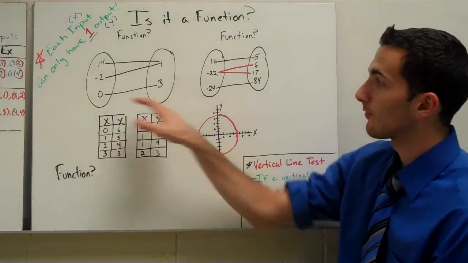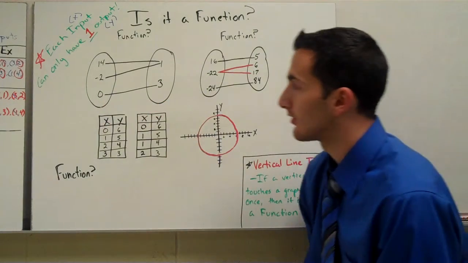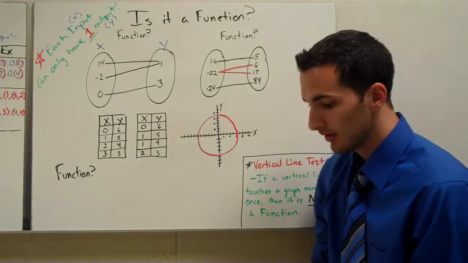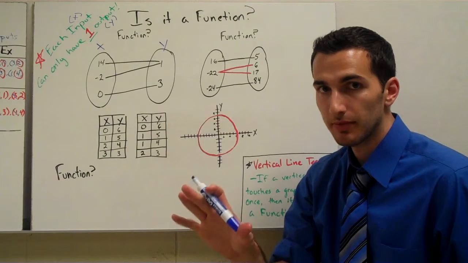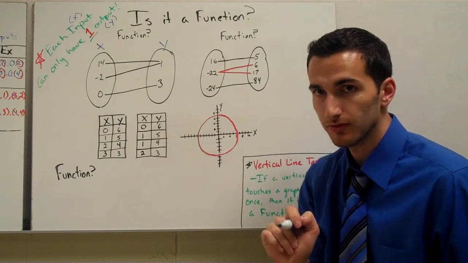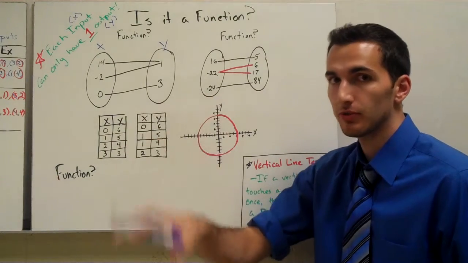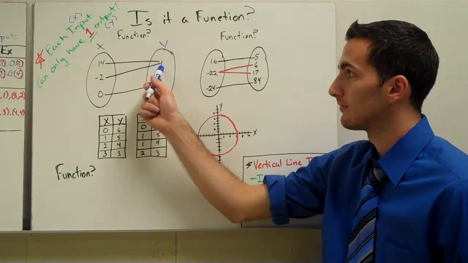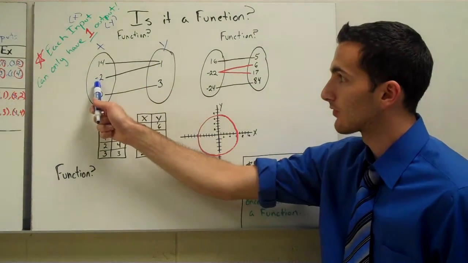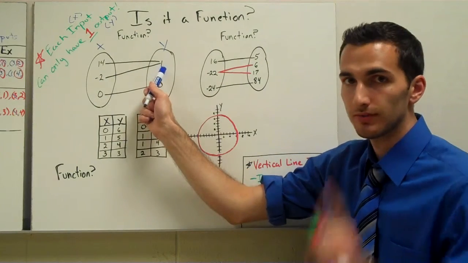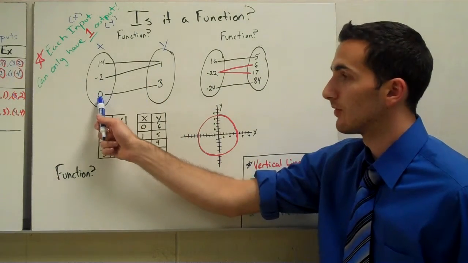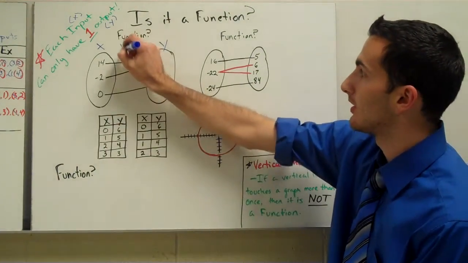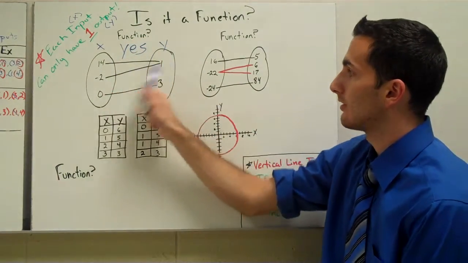Looking at our first mapping here, this is a data chart, and our x values are over here, and our y values are over here. All we have to do is look at our inputs and make sure that they each only have one output. I ask myself, I see this input, what is its output? Looking at 14, the output of 14 is 1. It has one output. Looking at -2, the output of -2 is 1. It has one output. Looking at 0, the output of 0 is 3. That's one output. So is it a function? Yes, it is, because each input has exactly one output.